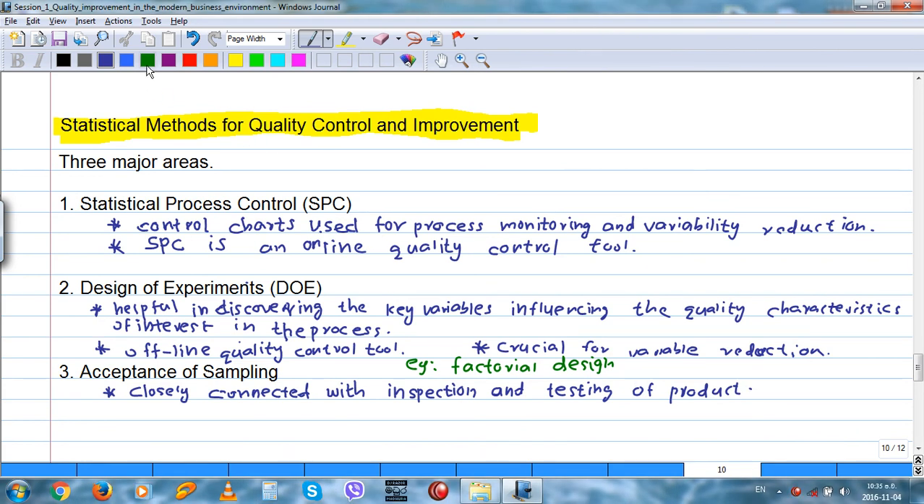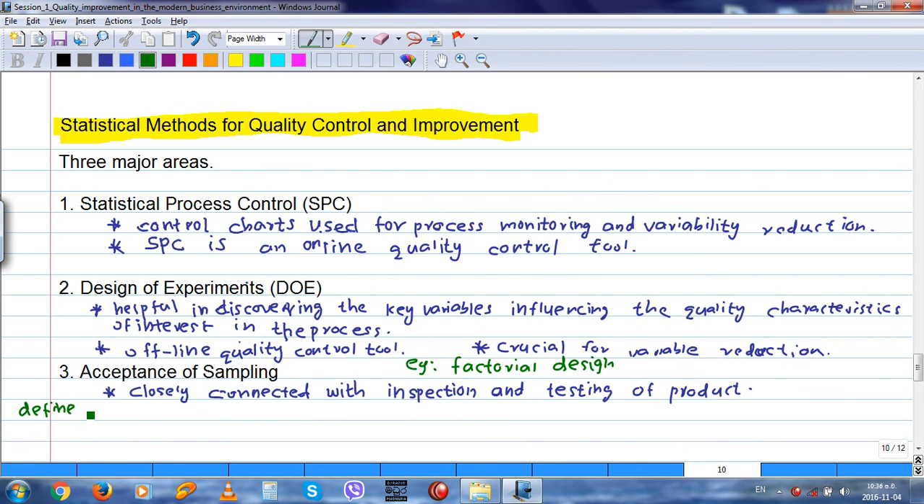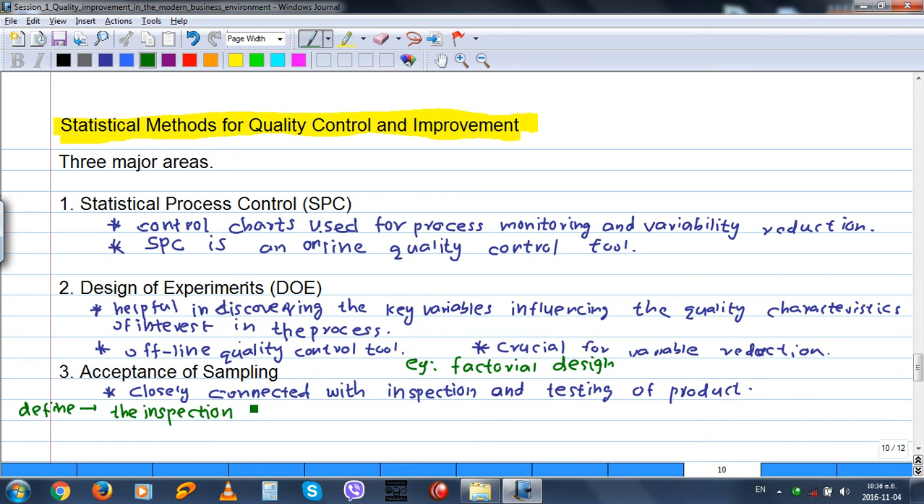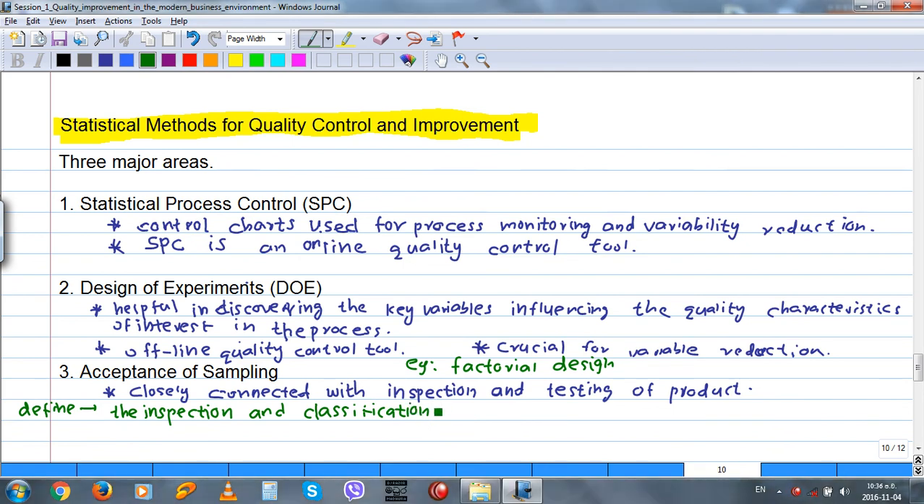And if we write the definition for this, we can define acceptance sampling as the inspection and classification of a sample of the product, right? That is how we can define it.